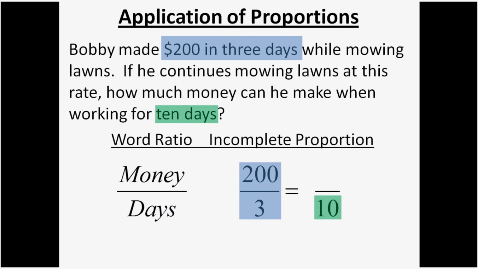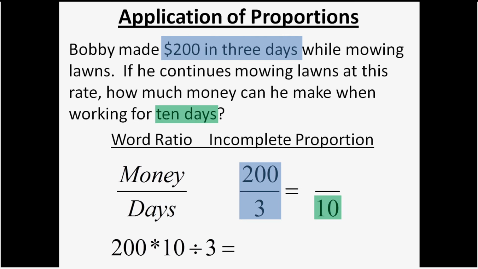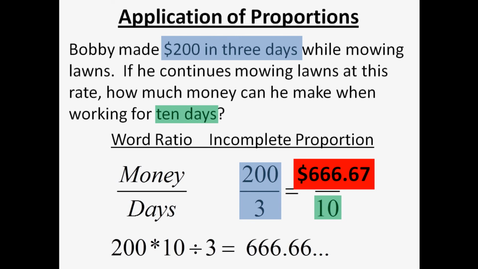So now we just do the same thing we were doing before. We multiply the diagonals and divide by that other number. So 200 times 10 divided by 3 gives us 666.6666666666. So we're dealing with money. That is going to round to the nearest hundredths place. It's going to round to $666.67. And that's how much money he would make in 10 days.